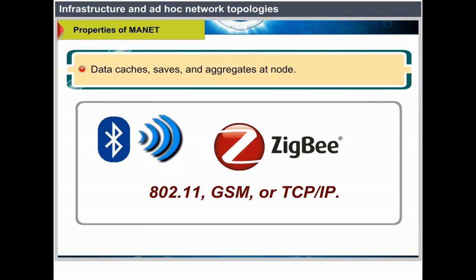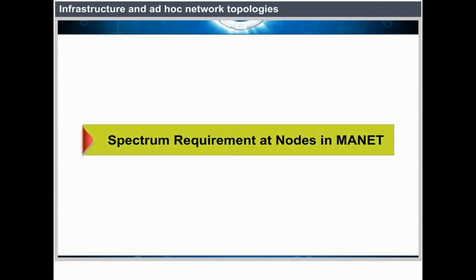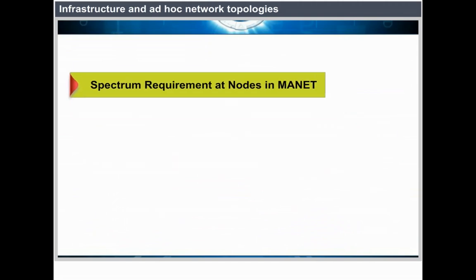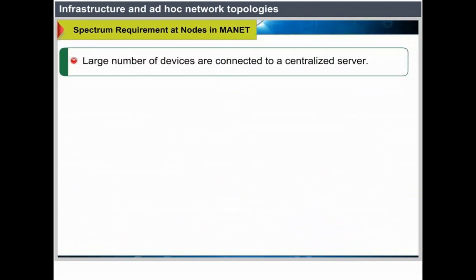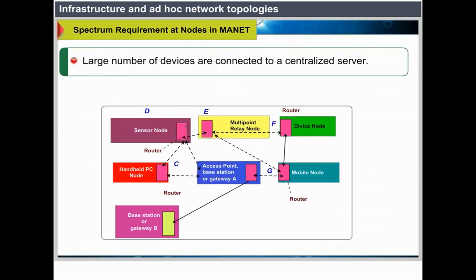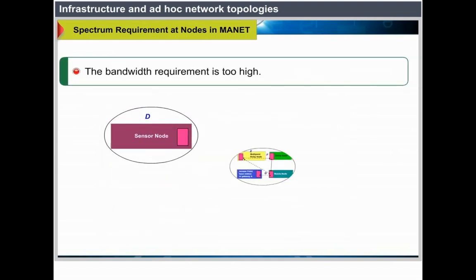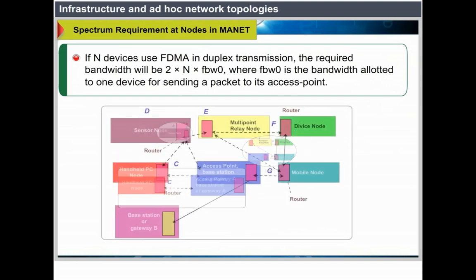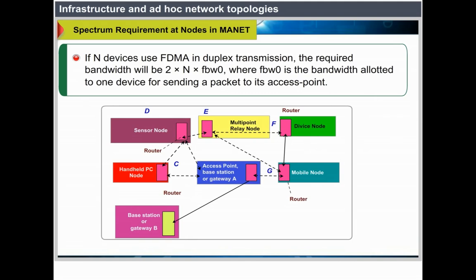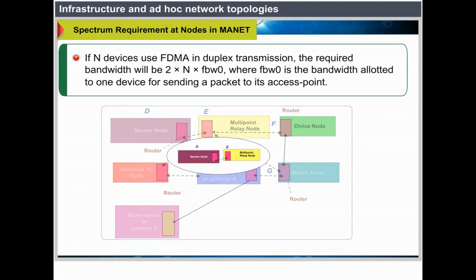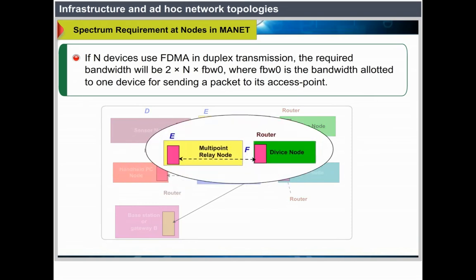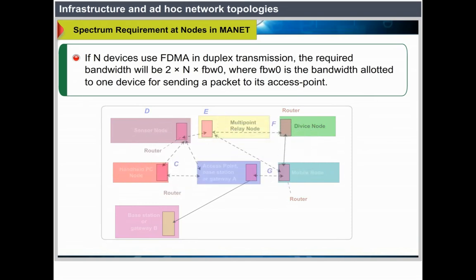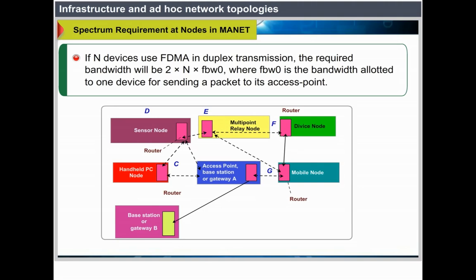Data caching, saving, and aggregation at node. Spectrum requirement at nodes in MANET. A large number of devices connect to a centralized server. The bandwidth requirement is too high. If N devices use FDMA in duplex transmission, then the required bandwidth will be 2 into N into FBW0, where FBW0 is the bandwidth allotted to one device for sending a packet to its access point.